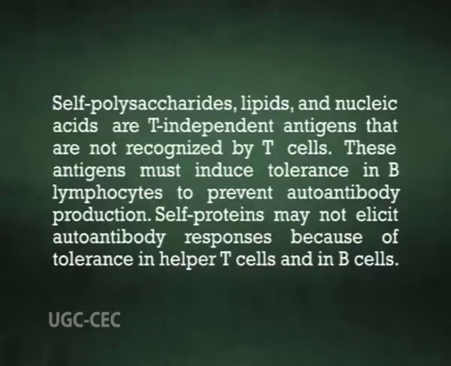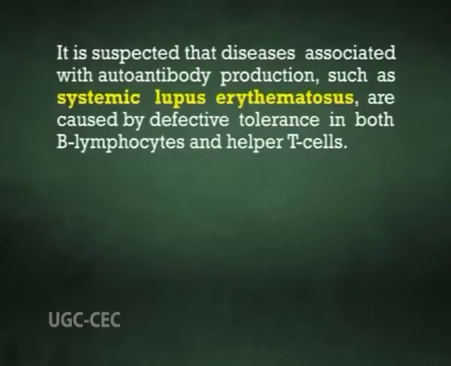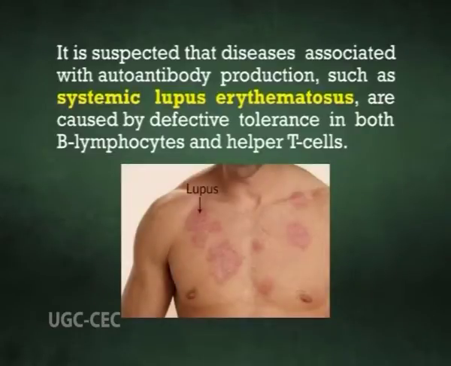Self-proteins may not elicit autoantibody responses because of tolerance in helper T cells and in B cells. It is suspected that diseases associated with autoantibody production, such as systemic lupus erythematosus, are caused by defective tolerance in both B lymphocytes and helper T cells.